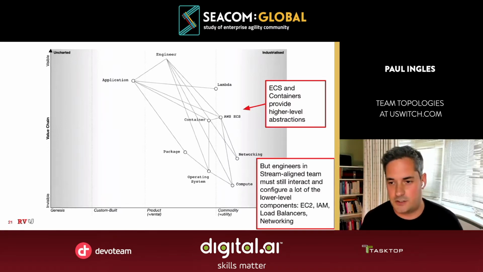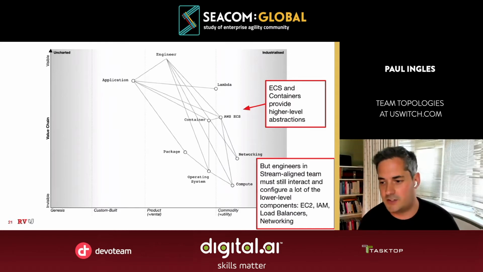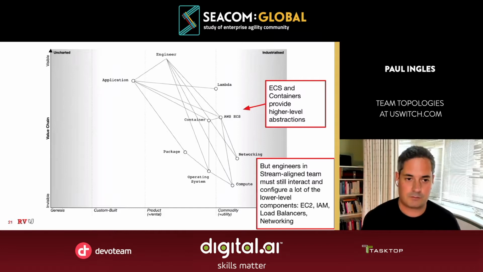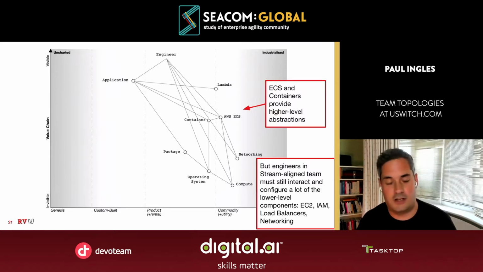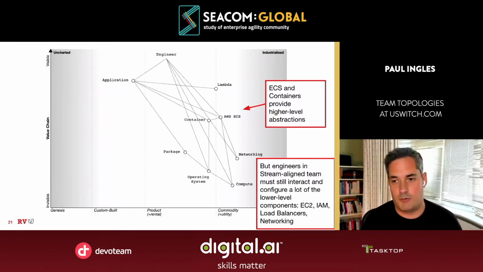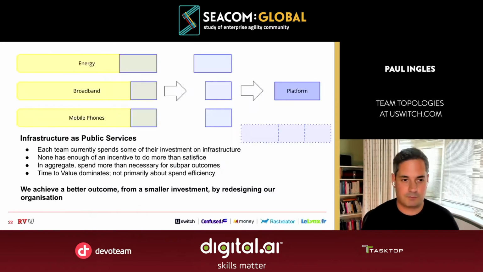But what we'd actually noticed was that even though that was true, people were still having to interact with the underlying services. The data showed that people were still having to configure EC2, IAM, load balancers, networking. And this was starting to become a bottleneck on productivity. It was meaning new feature work was slow and operational load was higher than it needed to be.